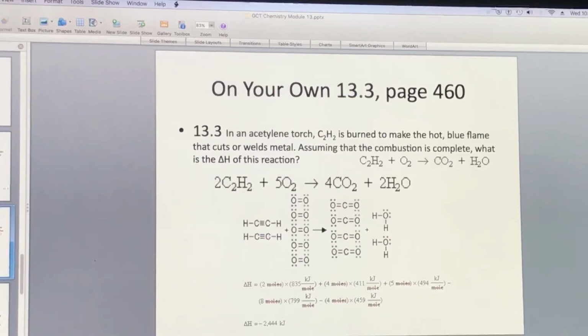Okay, now let's look at On Your Own 13.3, a similar question. In the acetylene torch, it says C2H2, the acetylene, is burned to make a hot blue flame that cuts or welds metal. Assuming the combustion is complete, what's the delta H?